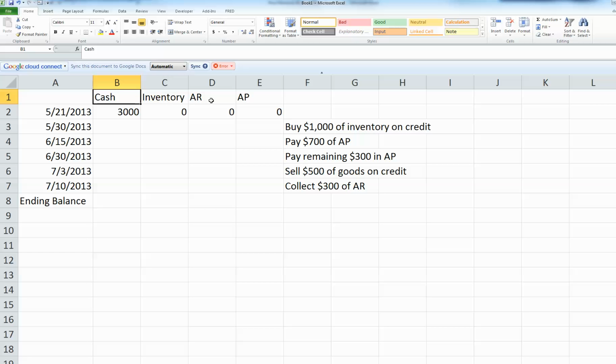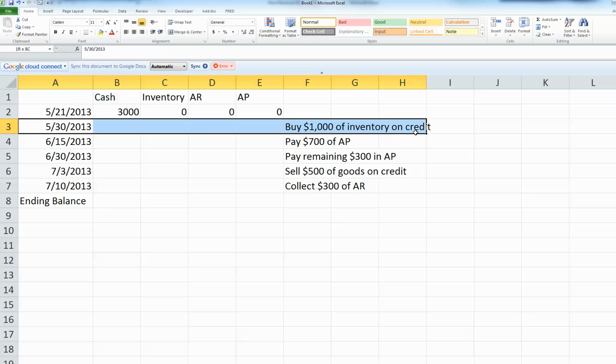What I want to demonstrate today is how to calculate how changes in working capital will impact the cash that flows through your firm. So, I've set up a few transactions. Let's say that today the company first just incorporated, and so the founder put $3,000 of his own money into the checking account. At the moment, there's no inventory or accounts receivable or accounts payable because they haven't bought any inventory and they haven't sold any product yet.